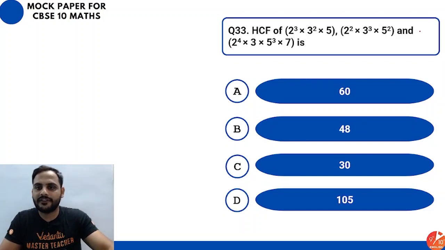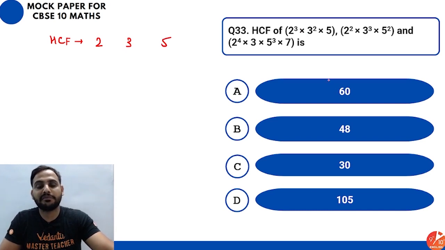Next one, HCF of all three. इसका HCF क्या होगा बेटा? So if you see HCF, if we have to find out for all three, first thing, write all the common prime factors. So I can see in common there is 2, there is 3 also which is common, 5 is also common in all of them, but 7 is not common.